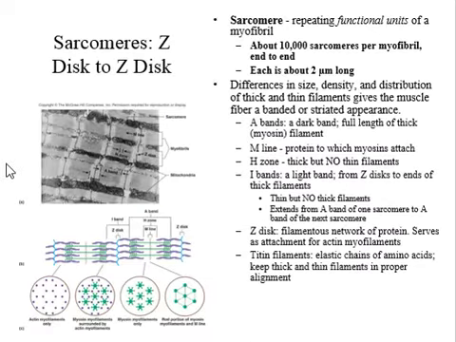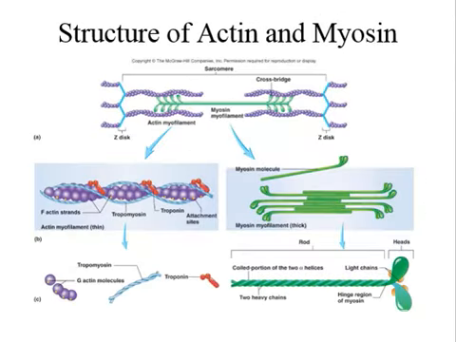The sarcomere is bounded by the Z disc. The sarcomere is the repeating functional unit of the myofibrils, with about 10,000 sarcomeres per myofibril, end to end, and it is about 2 micrometers long. The differences in size, density and distribution of the thick and thin filaments give the muscle fibers their banded appearance. And next we are coming to see the actin and myosin.